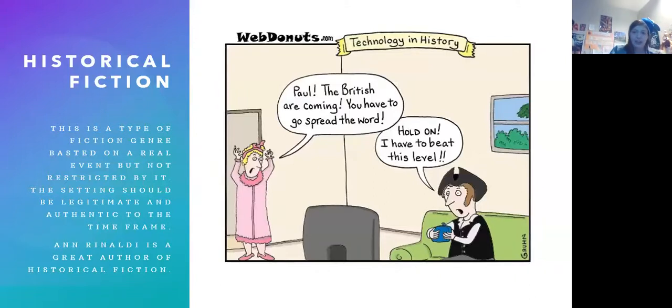All right, historical fiction. This is one of my favorites, guys. So thinking cap is going. This is a type of fiction genre that is based on a real event, but it's not restricted by it. The setting should be legitimate and it should be authentic to the time frame. And so let's think of, everybody knows who Paul Revere is. So a good story is by Anne Rinaldi, The Secret of Sarah Revere. It tells the story from his daughter's viewpoint, but we don't know if she really felt like that. So that's how we can remember historical fiction.